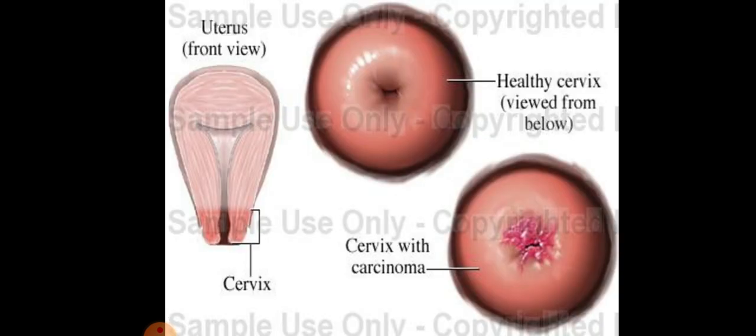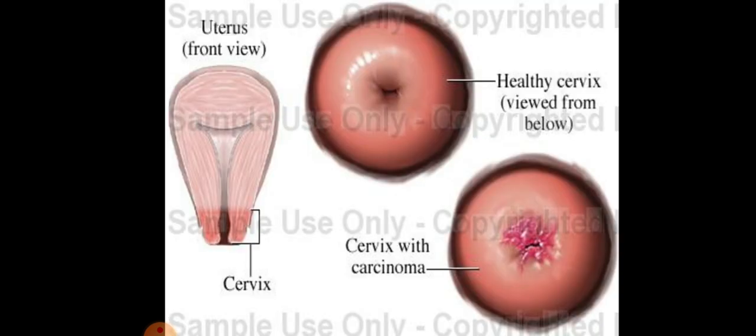Grossly, the most common site is the squamocolumnar junction. It can be a single or multiple mass. It can be an ulcerative or fungating mass. Most common is squamous cell carcinoma, but adenocarcinoma and adenosquamous carcinoma may exist in carcinoma cervix.